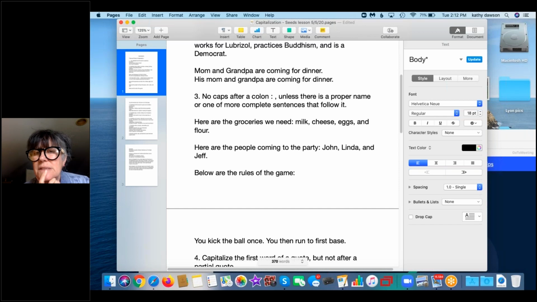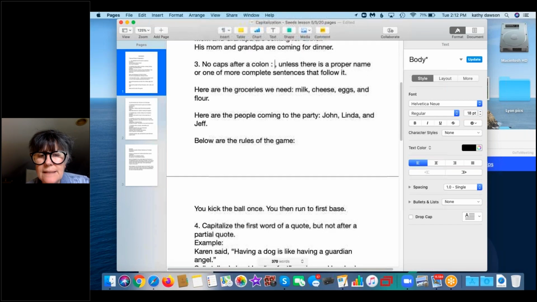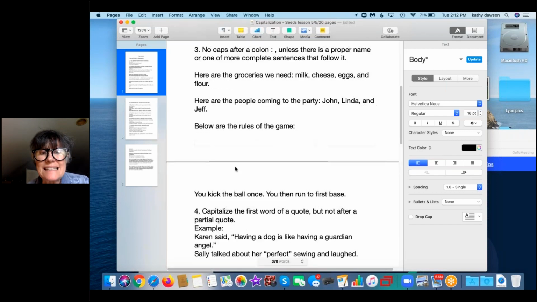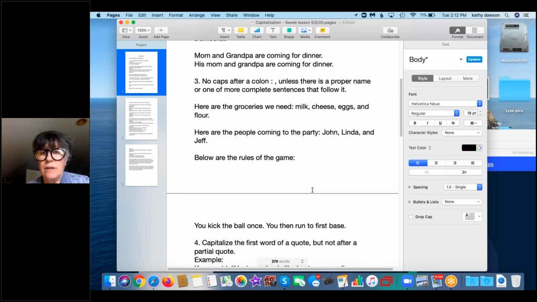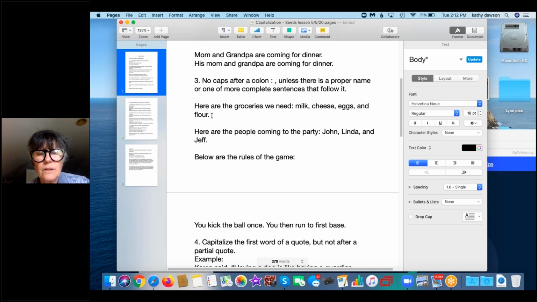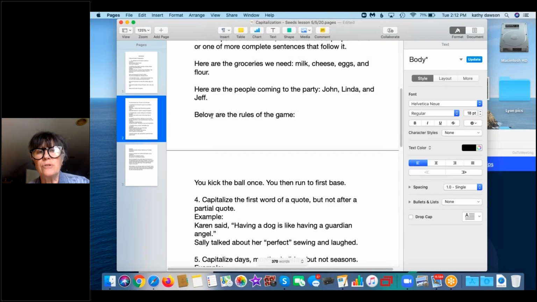So unless you see a proper name, like down here where we have John, Linda, and Jeff, or complete sentences after the colon, you don't capitalize it. Only when you have proper names and complete sentences, one or more, after the colon. But normally when you have a colon, it's usually listing something afterwards, like, here are the groceries we need: milk, cheese, eggs, and flour. Yeah, that's how you're usually going to see it.